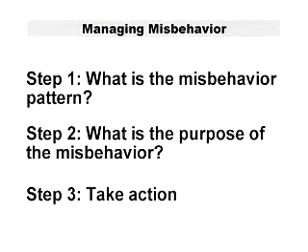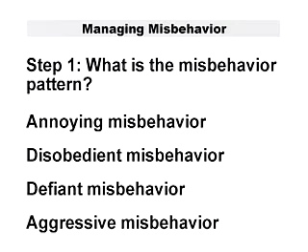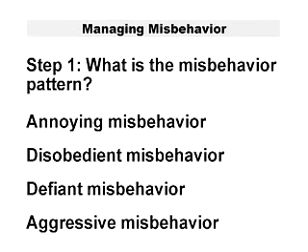This is just a document called Managing Misbehavior, steps 1, 2, 3. And the first one is, what is the misbehavior pattern? That's the first step. Most acts of misconduct occur as part of a pattern. Children develop one or more patterns of misbehavior in order to get what they want or to express emotion. We talked earlier about the 4 typical patterns of misbehavior: the annoying, the disobedient, the defiant, and the aggressive.